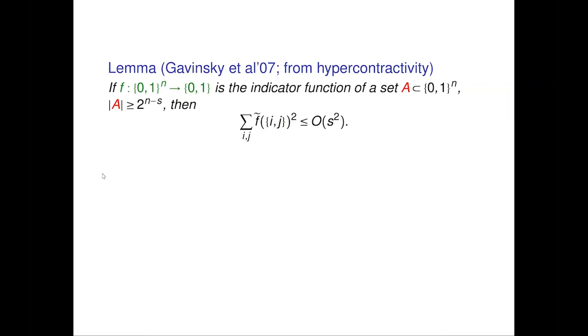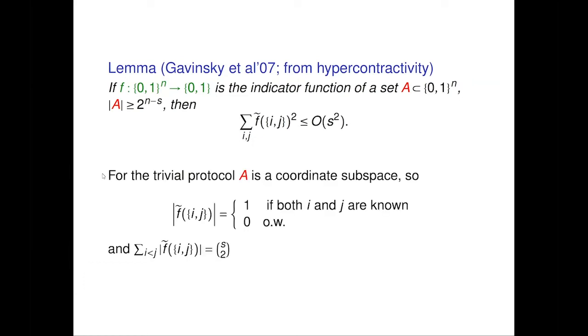One first notes, as per Gavinsky et al., as a consequence of hypercontractivity, that the sum of squared normalized Fourier coefficients over a largish subset of the Boolean cube, one that occupies at least a 2^(-s) fraction of the cube, is bounded by order s squared. So think of s as basically the communication, the number of bits communicated by Alice. And that turns out to be key. This holds for any compression strategy, and one can verify that for the trivial compression strategy, that just sends plain text, square root n bits are sent from Alice to Bob.